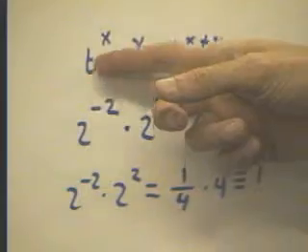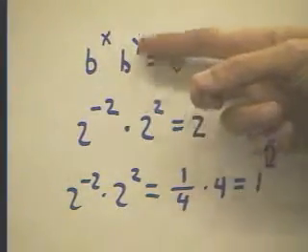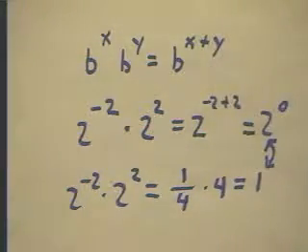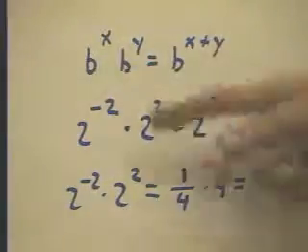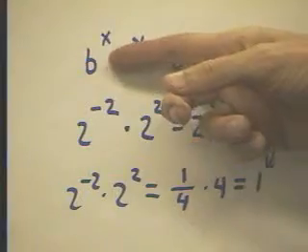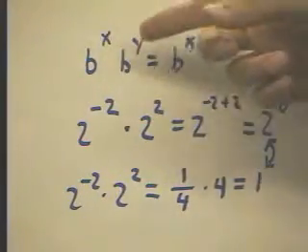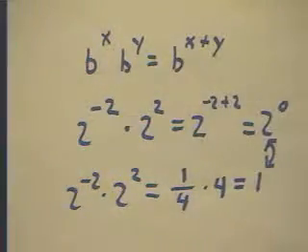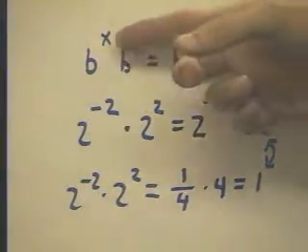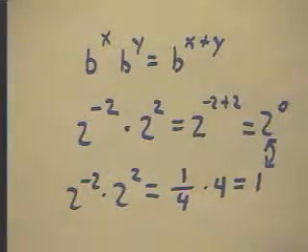Let's consider first the law that says b to the x times b to the y equals b to the x plus y. What does that mean? Why does that make sense? These laws are all nothing but common sense. b to the x means we multiply b together x times, so we have b times b times b times b times b, x times, whatever x is. If x is 10, then we've got 10 b's multiplied together.